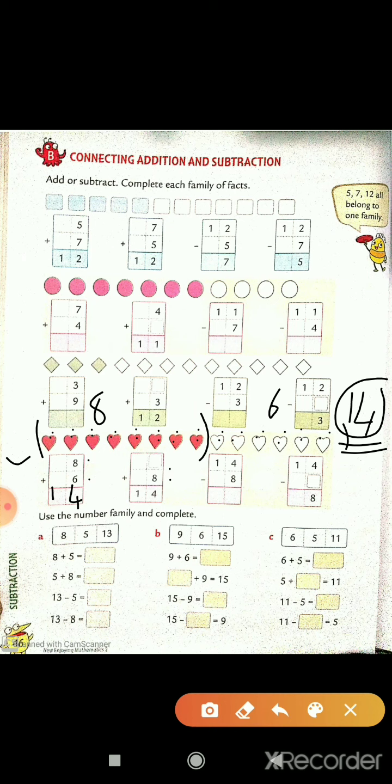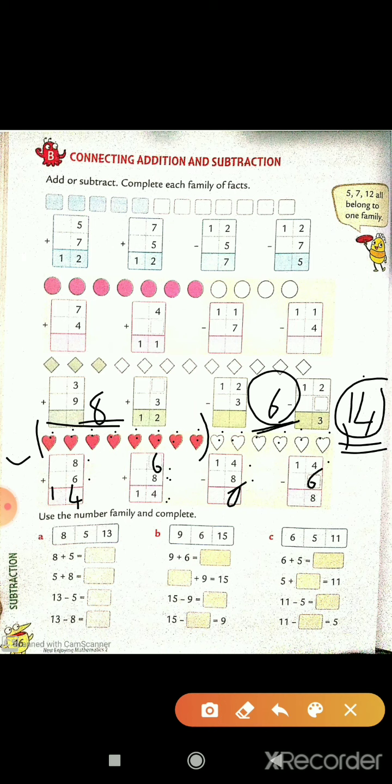Now dash plus 8 is equals to 14. So what we are going to do? We are going to subtract the given number from the sum. So 14 minus 8 is equals to 6. So we are going to write here 6. So 6 plus 8 is equals to 14. Then next, 14 minus 8. 14 minus 8 is equals to 6. And then 14 minus dash is equals to 8. Again here we are going to write 6.